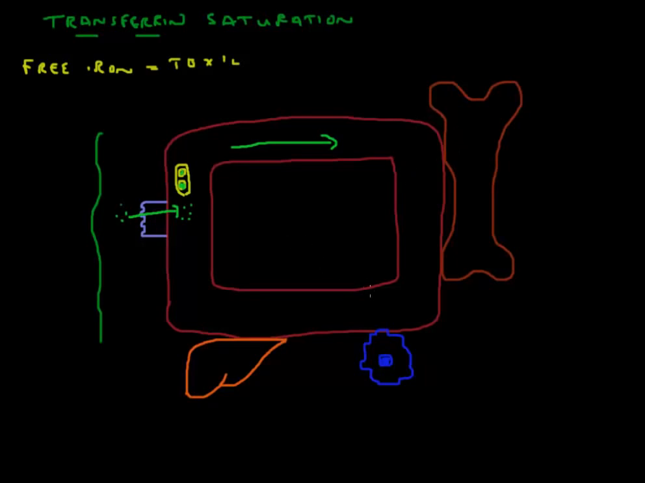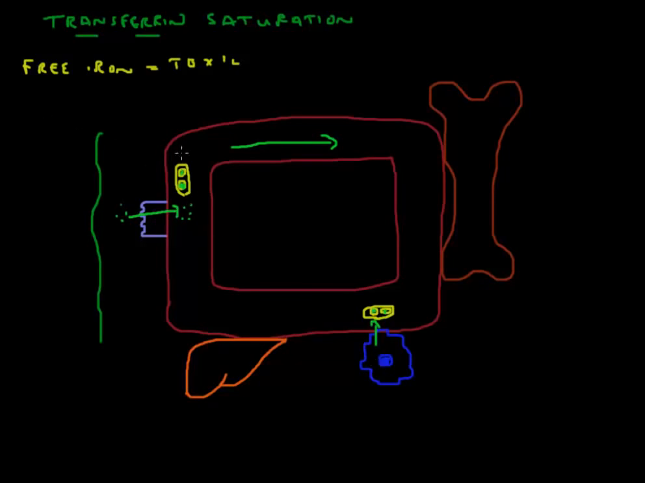It can of course also, let's just draw another one here, it can also pick up iron from the macrophages, where iron is often recycled out of old red blood cells. So the macrophage can also deliver iron to the transferrin molecule, and then this iron will go round and round, be delivered to cells and recycled again from the macrophage.